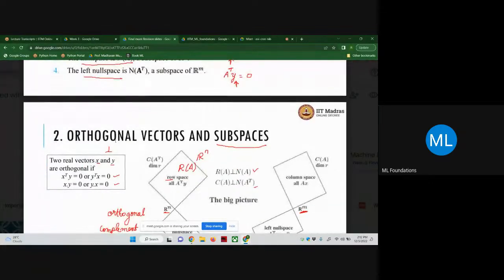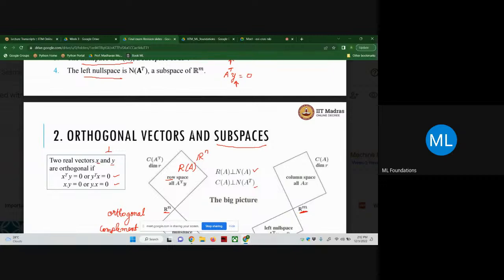Now, orthogonal vectors and subspaces. Two vectors x and y are said to be orthogonal to each other when the angle between them is perpendicular. So if the angle between them is 90 degrees, perpendicular, then the dot product between those two vectors is going to be equal to 0. So basically x dot y will be 0, or y dot x will be 0.